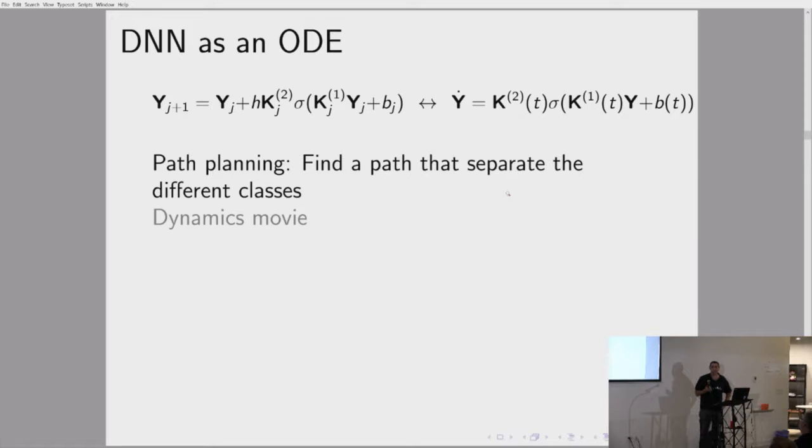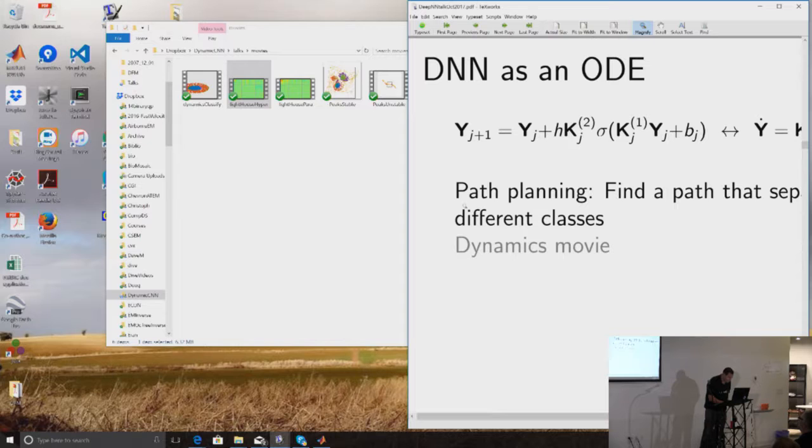So now when I think about it, it's basically a path finding problem. I have points in space that I cannot really separate, and what I'm trying to do is move them until I can separate them. Now let me just show you a movie for this. Usually I have to do it twice because it runs too quickly.